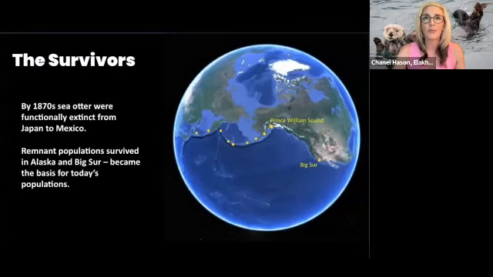And so basically they just got taken out almost completely along the whole Pacific coastline. So by the 1870s, the sea otter population was pretty much extinct from Japan down to Mexico. You can see there where there were small populations that did survive along the Aleutian Islands, Prince William Sound, and then in Big Sur in California, there was a population of around 300 individuals that survived. And so basically that's what the whole population now came from, those little pockets.